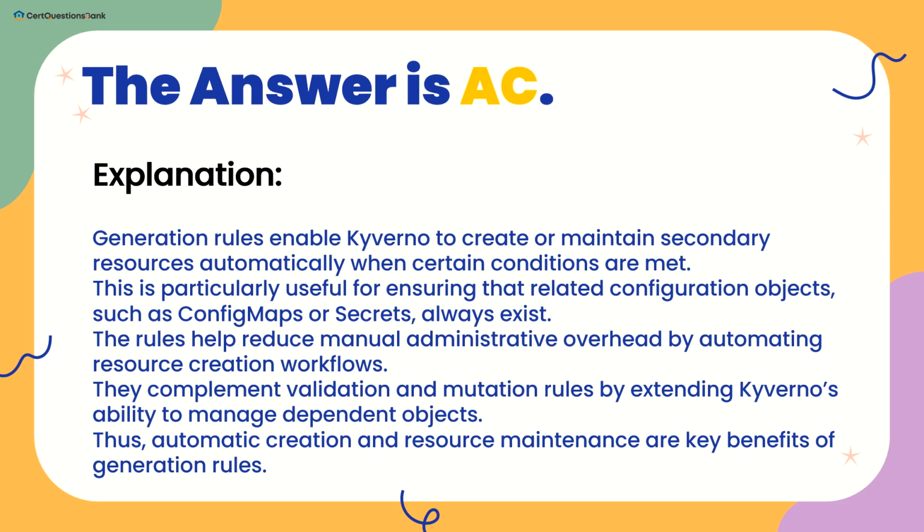Generation rules enable Kyverno to create or maintain secondary resources automatically when certain conditions are met. This is particularly useful for ensuring that related configuration objects, such as config maps or secrets, always exist. The rules help reduce manual administrative overhead by automating resource creation workflows. They complement validation and mutation rules by extending Kyverno's ability to manage dependent objects. Thus, automatic creation and resource maintenance are key benefits of generation rules.